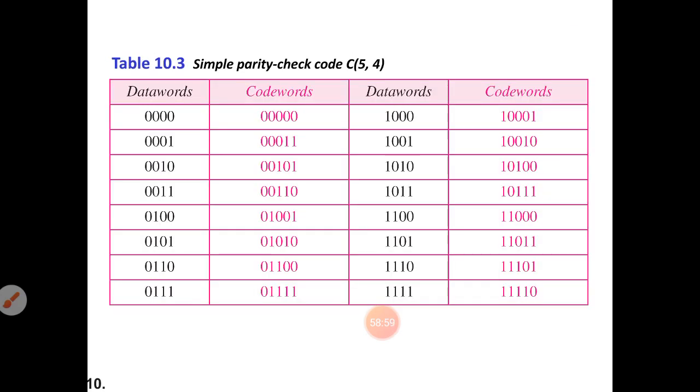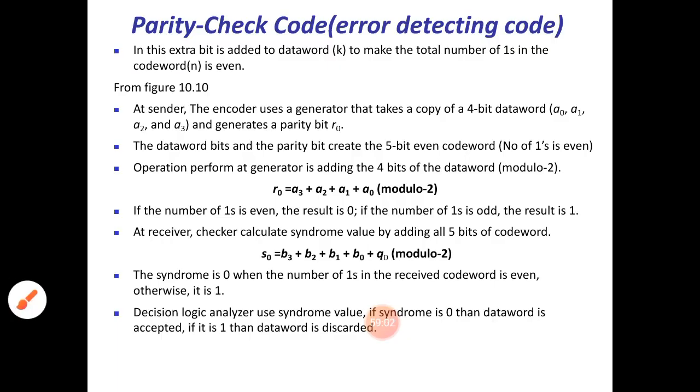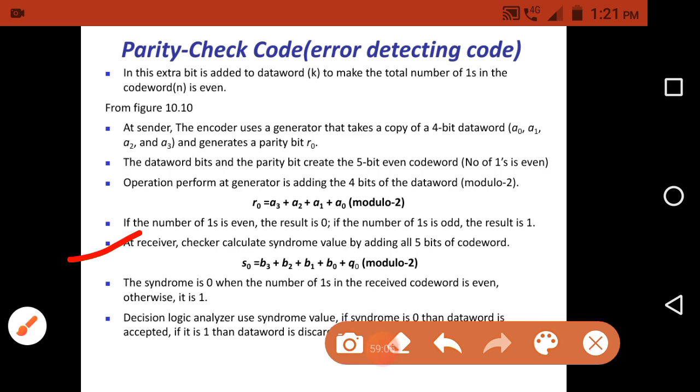Now we will discuss what happens at the receiver side. At the receiver, the checker will calculate the syndrome value by adding all the 5 bits. At the sender side, we only add the 4 bits of the data word. But here we have to add the 5 bits of the code word, including the remainder value, or including the parity bits. So here B3, B2, B1, B0 are the data, and Q0 is the parity bit. So we add all the 5 bits and divide by 2.